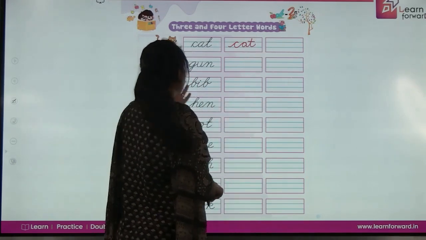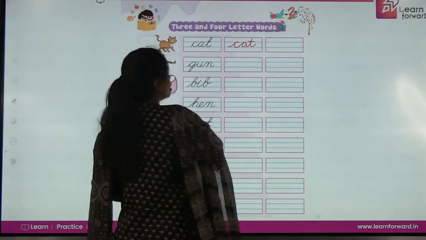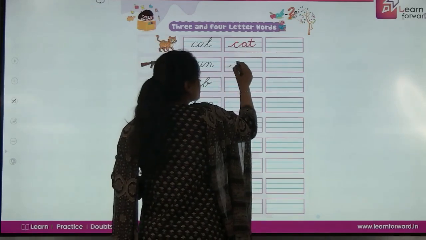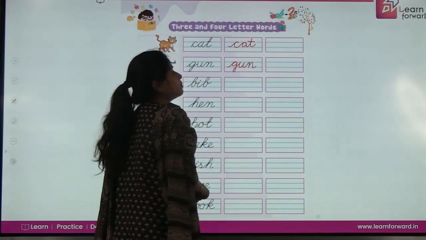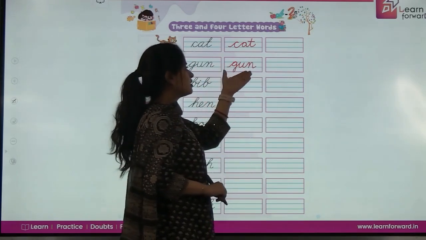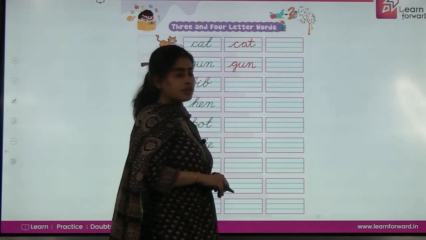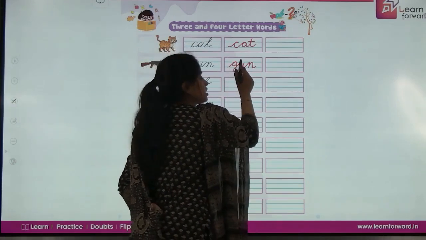Okay, next is gun. G-U-N, gun. You will write this letter like this by joining them. Okay, you have to write each letter together.